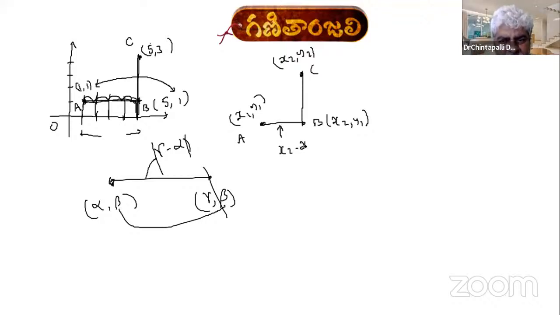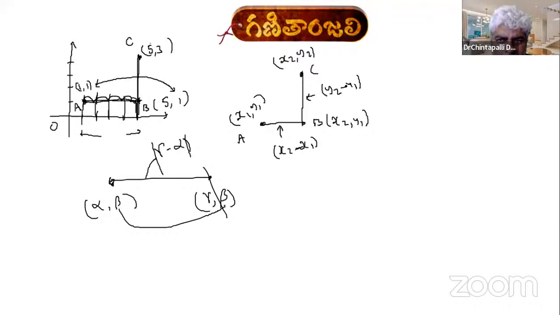Josna, are you following? Josna, are you there? What is BC? The distance between B and C. Then y2 minus y1. Y2 minus y1. Very good.